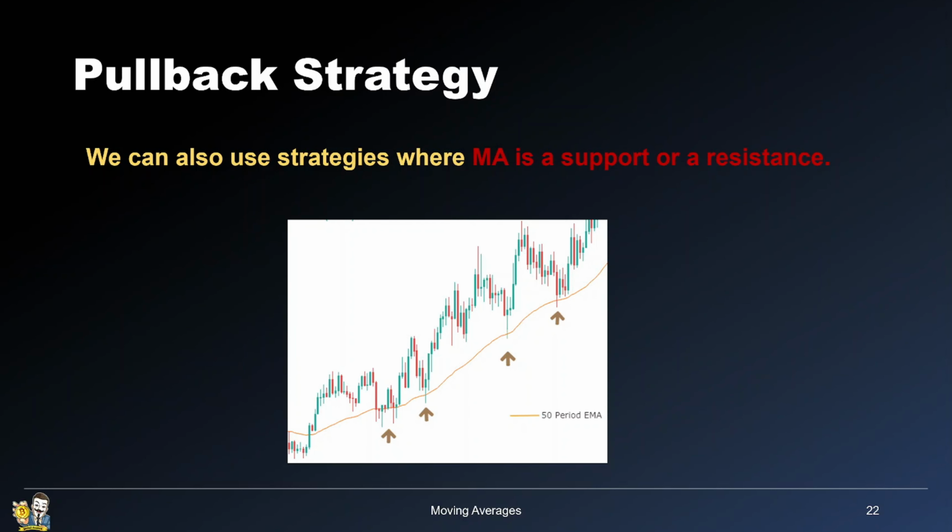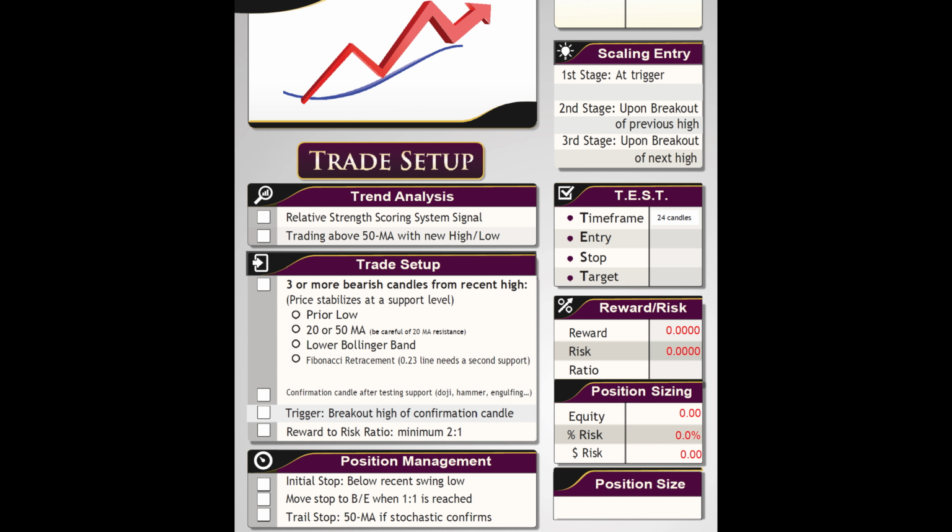We can also use strategies where the moving average is a support or resistance. For example, the pullback strategy. The setup is simple. It consists of buying after a quick pullback in price, followed by a rebound on a support level, which in this case can be a moving average.